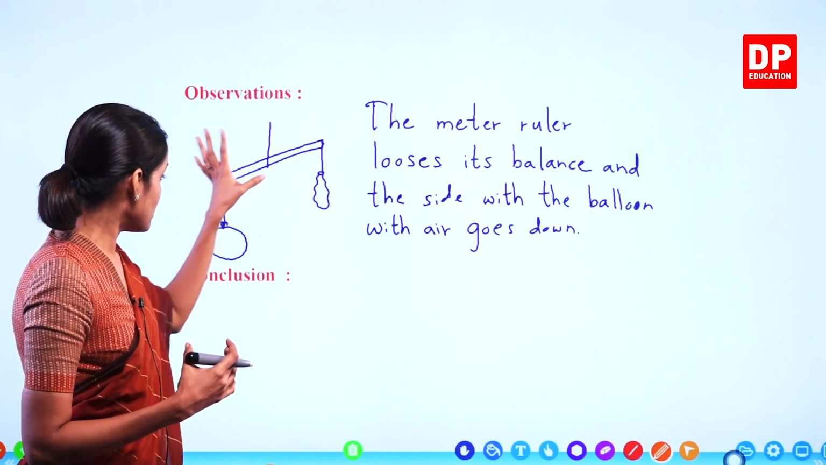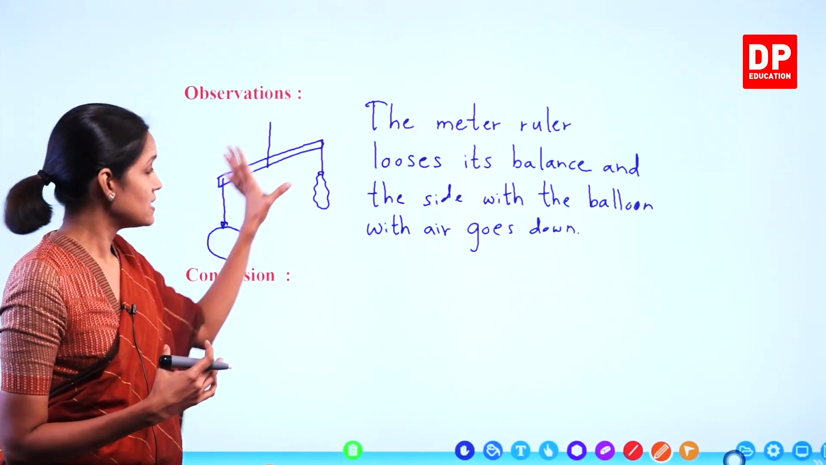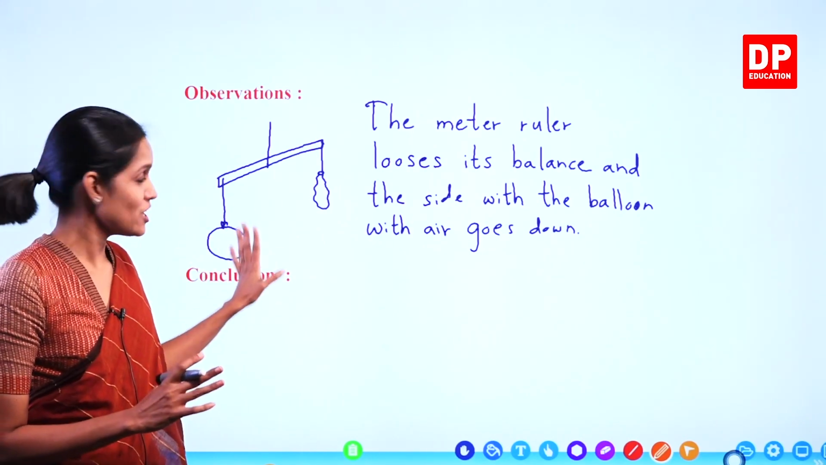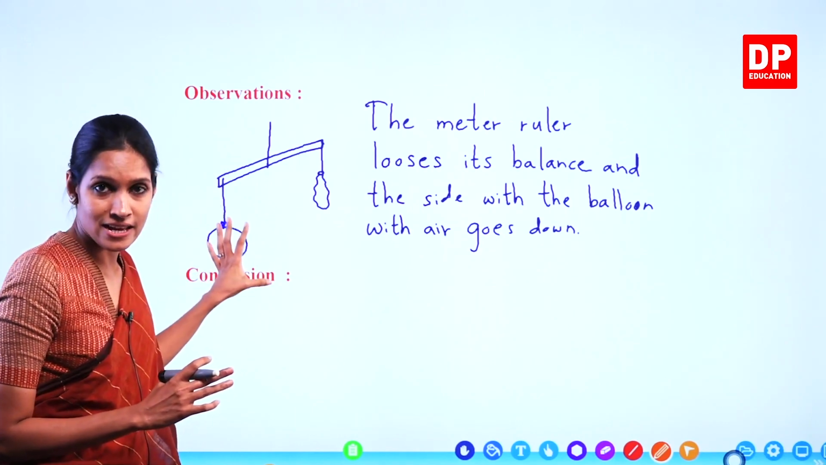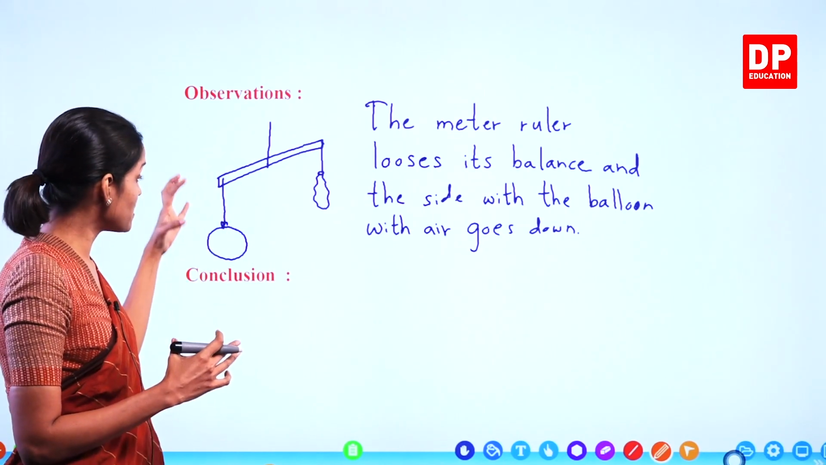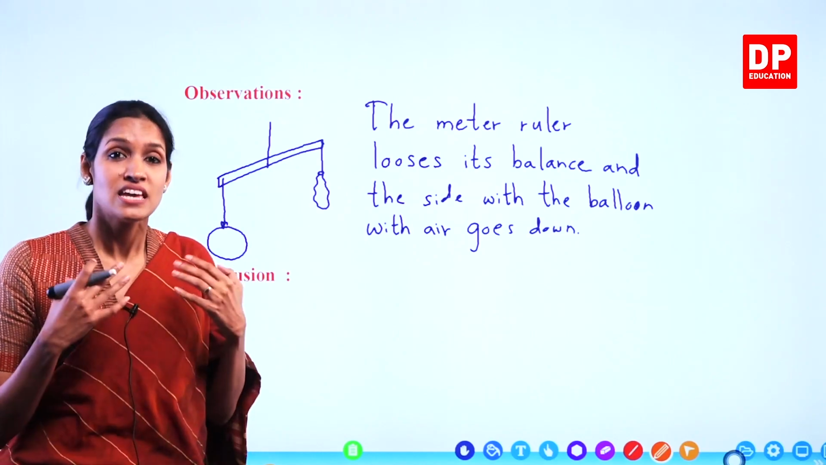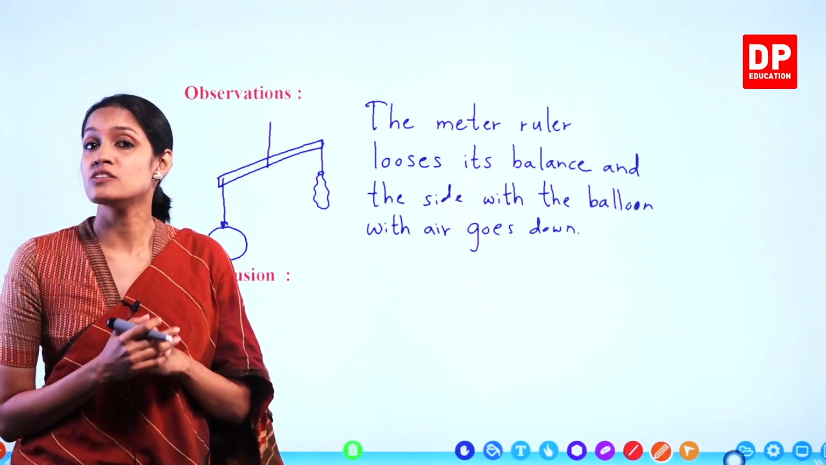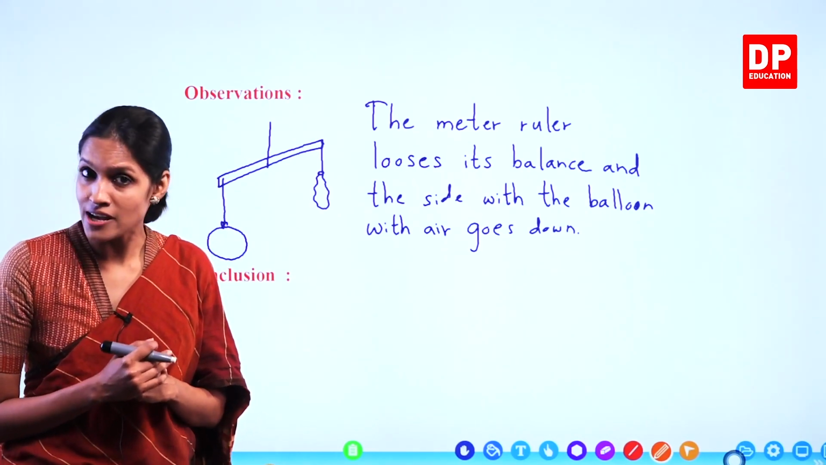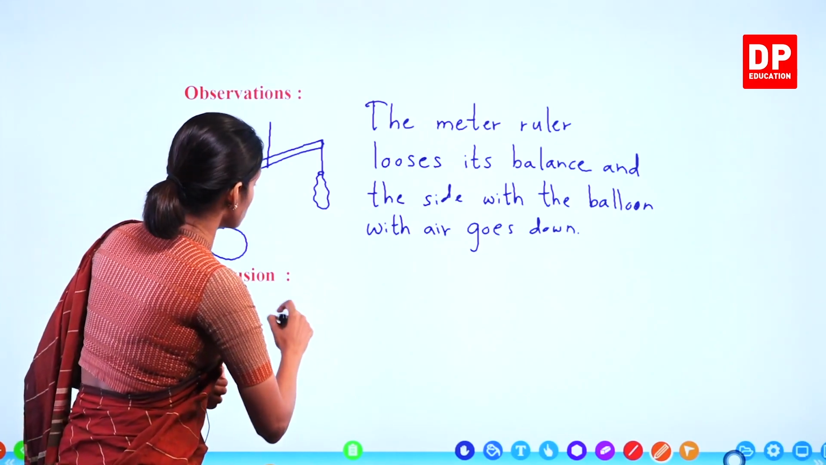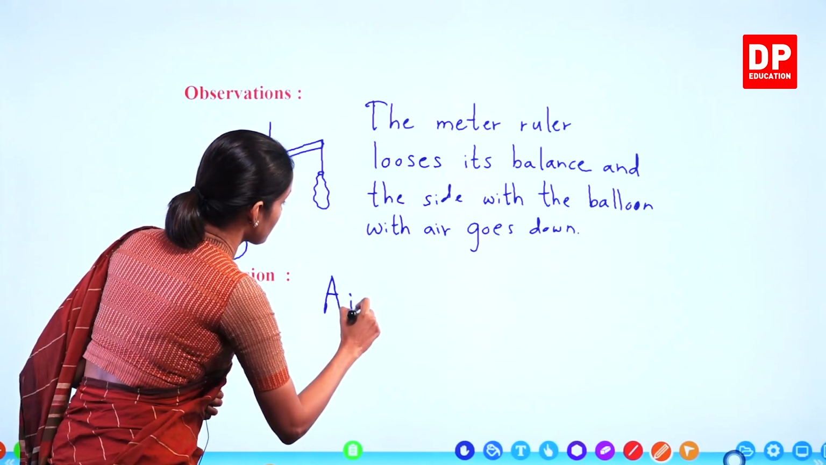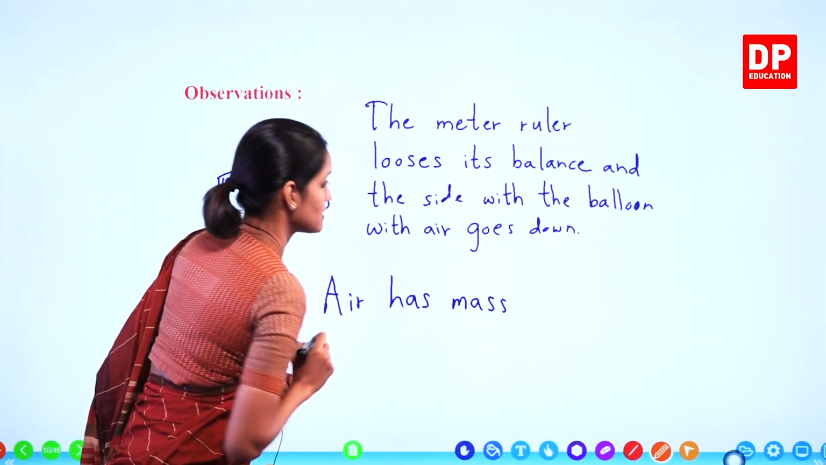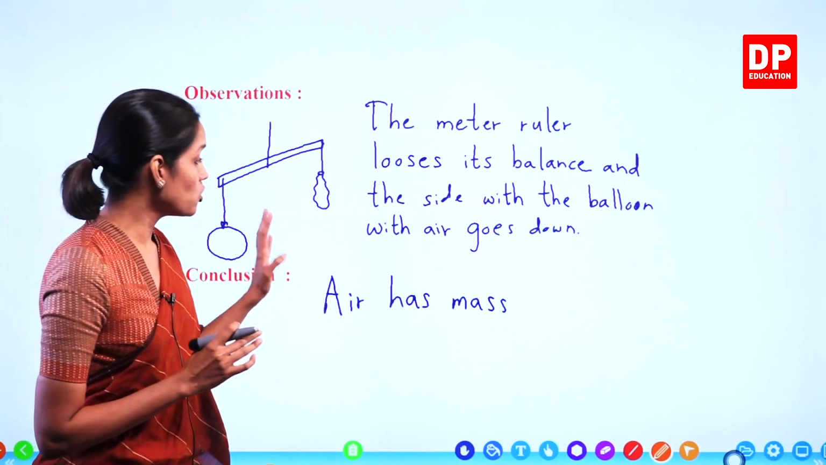In addition to the balloon, this side has air as well. This side only the balloon, this side balloon plus air. Understand? So this side has balloon plus air and this side goes down. This side becomes heavier. That is because air has a mass. Understand? So by doing this experiment, it is very clear that air has a mass. We will write that down. Conclusion: air has a mass. Right, children? So I hope it's very clear.